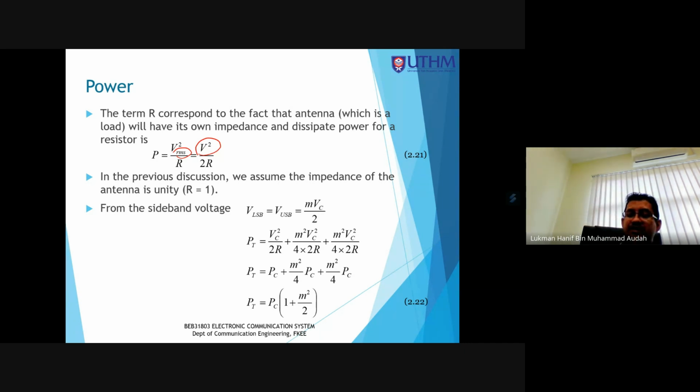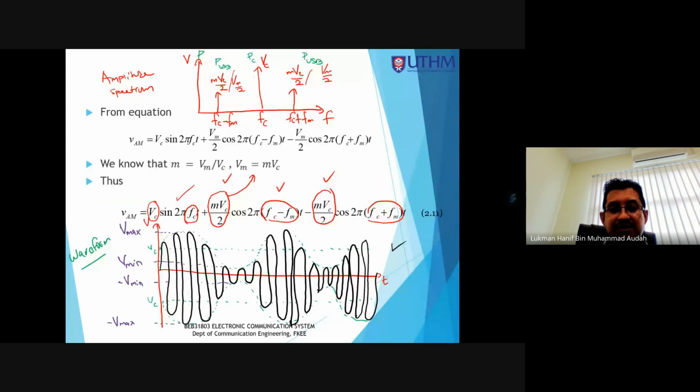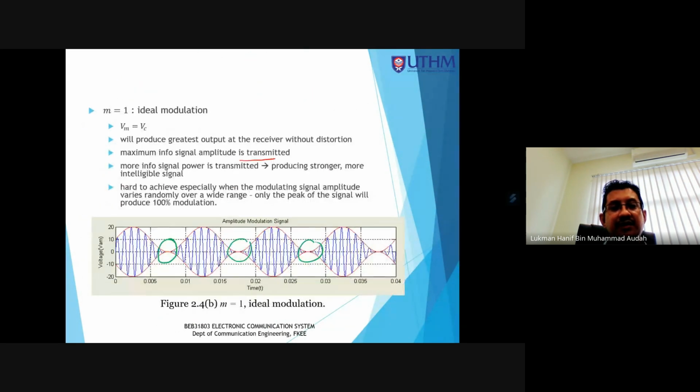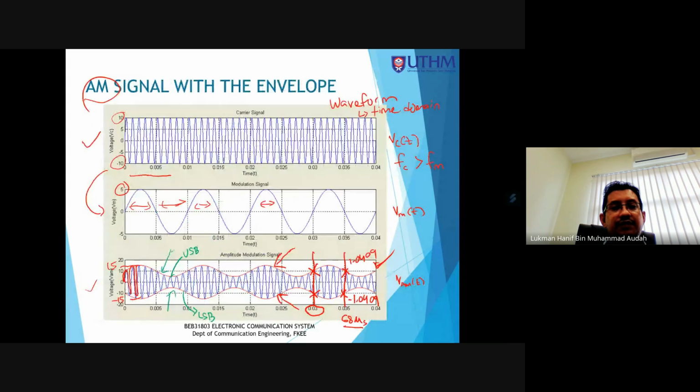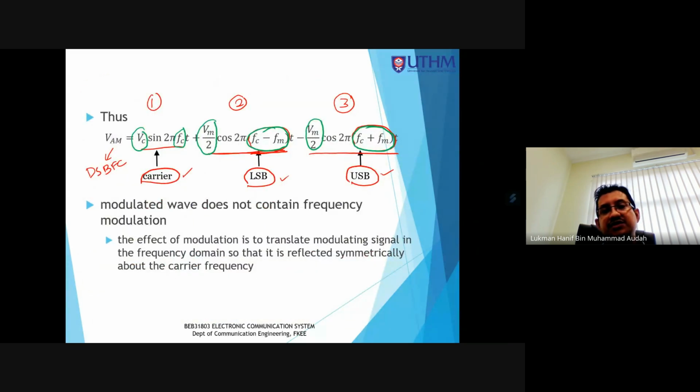So what are the equations? The equations are from the previous slide. If I go back to the previous slide, this is the equation. Once I know the equations, then I can calculate the power. Without equations, you don't know how to calculate the power, because the information is here. You can find the voltage, you can find the frequency over here.